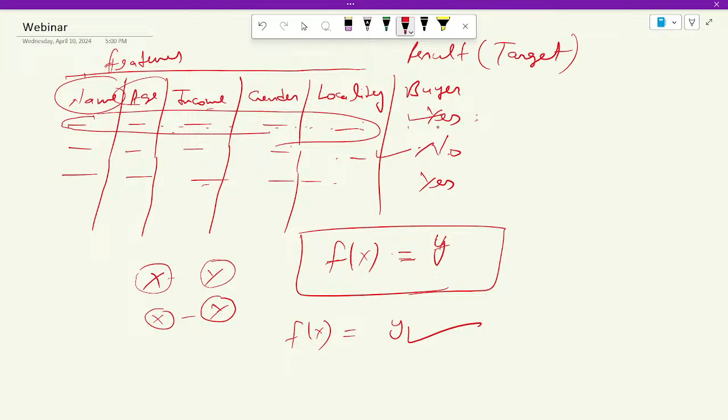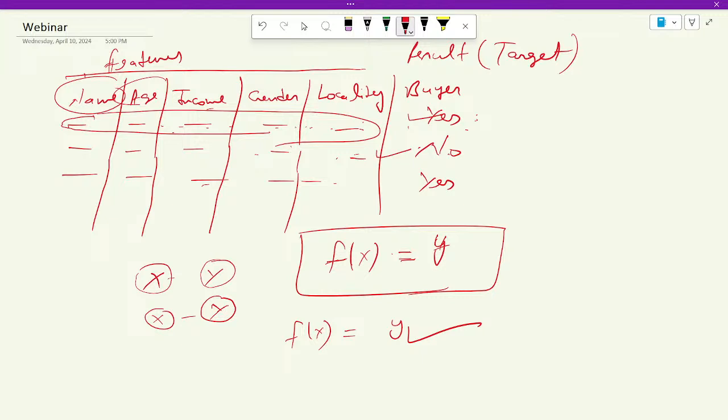It means we are supervising the algorithm here. Like if these are the values, this is the result. With every row, we are guiding the algorithm with the target value or with the result. That makes it supervised, this is the example of supervised learning.